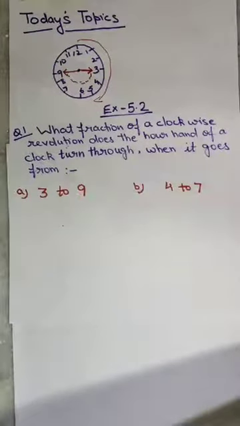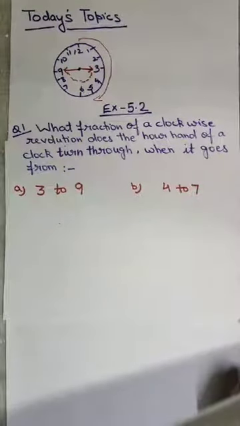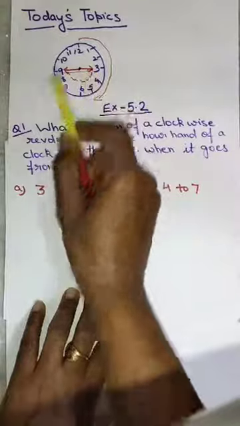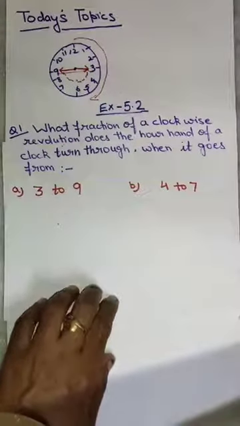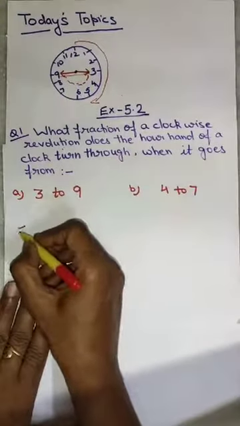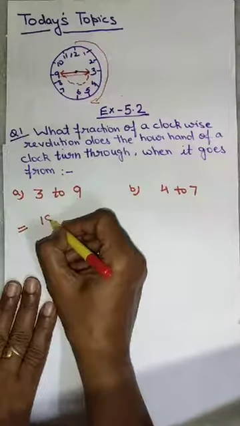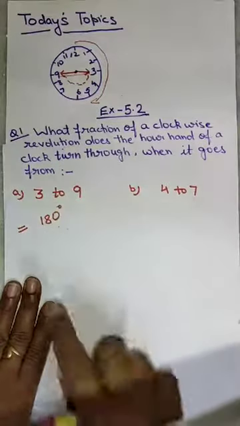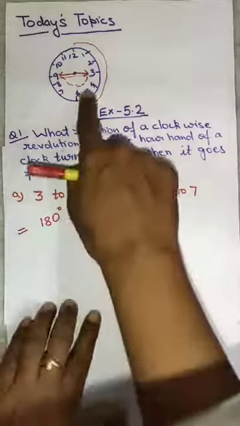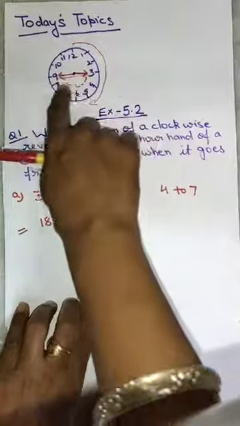Now see students, you have learned that a straight angle is of 180 degrees and a right angle is of 90 degrees. Now you can see clearly that this is a straight line. That means it is making a straight angle, and a straight angle is of 180 degrees. So how do we find out the fraction? 180 degrees it has covered, that we know. Now from this angle we have to make the fraction.